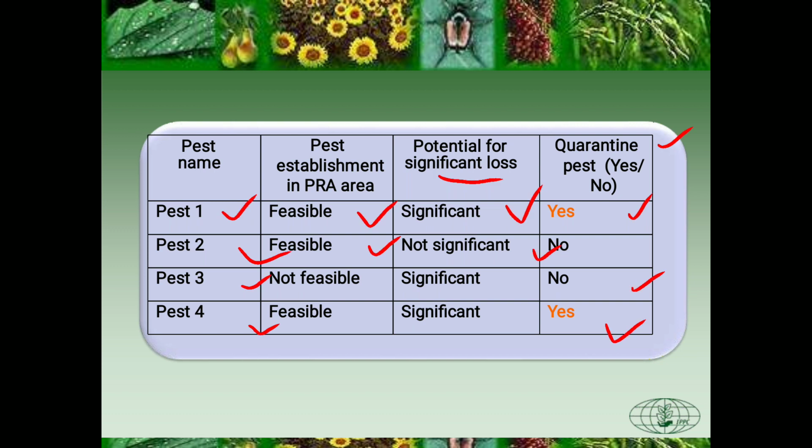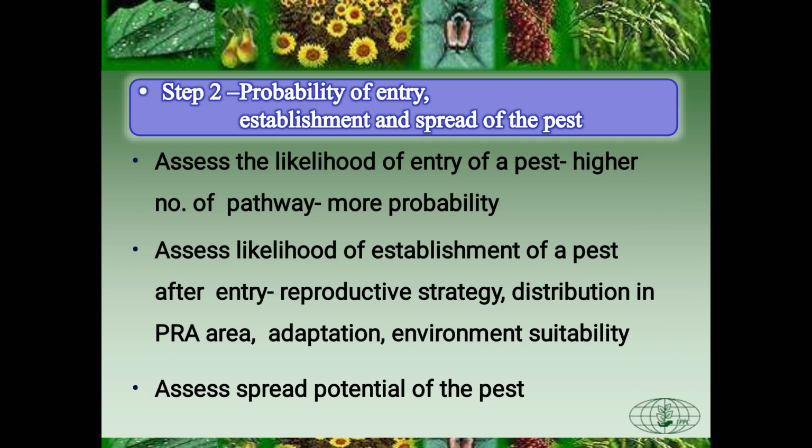That sheet indicates whether the pest establishment in the PRA area is feasible, whether it causes significant or non-significant loss, or it provides the information of whether it is in the list of quarantine pests or not. We confirm that with the help of that sheet.